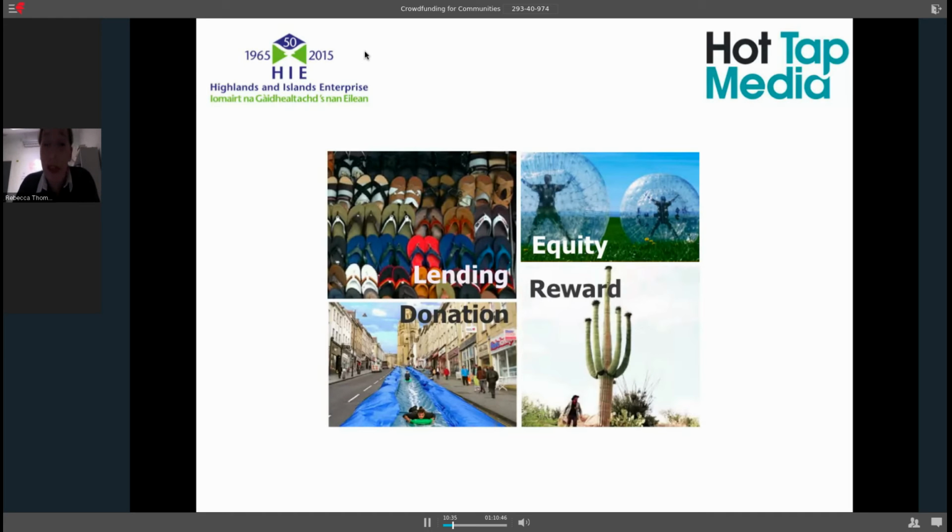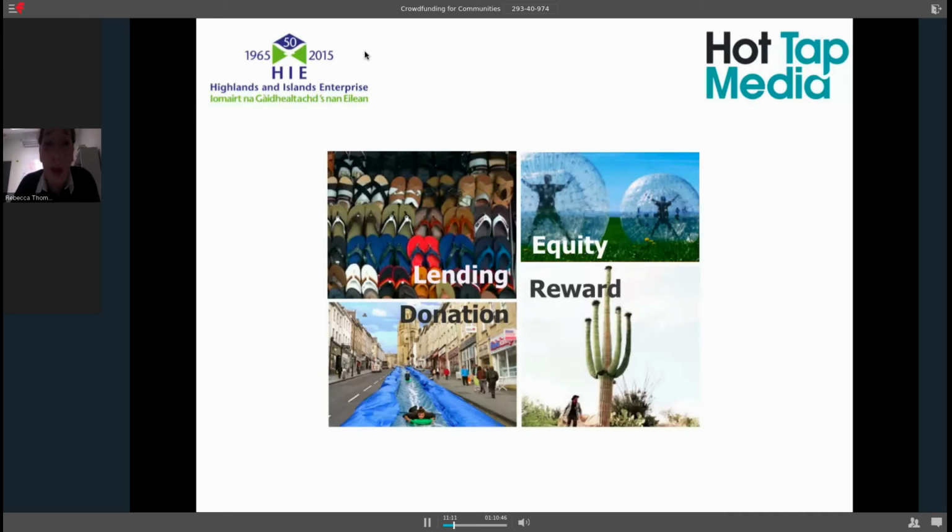So first of all, there are 4 different types of crowdfunding campaign, 4 main funding models, we'll call them. There's a lending model, which was one of the earliest types of crowdfunding campaign, and it's also known as peer-to-peer lending or debt crowdfunding, and it's really where you borrow money to start your project from a lot of different people, and you give them that money back, often with a small amount of interest.